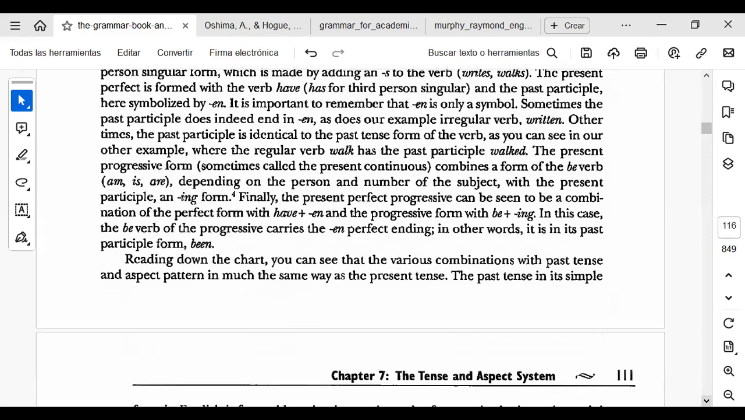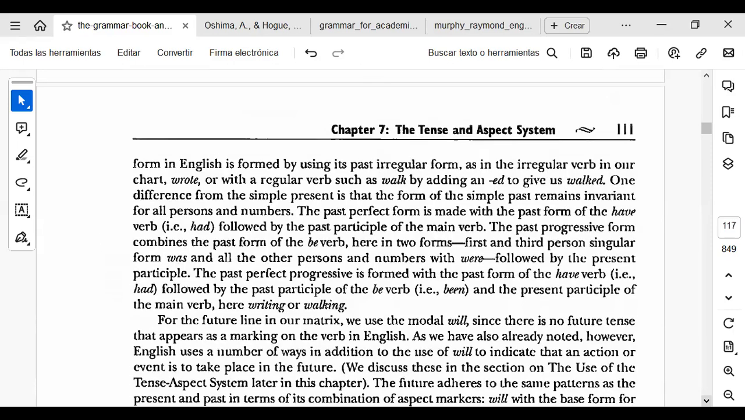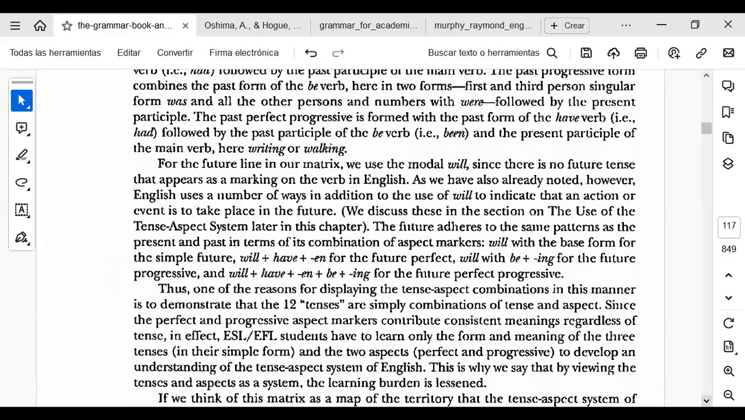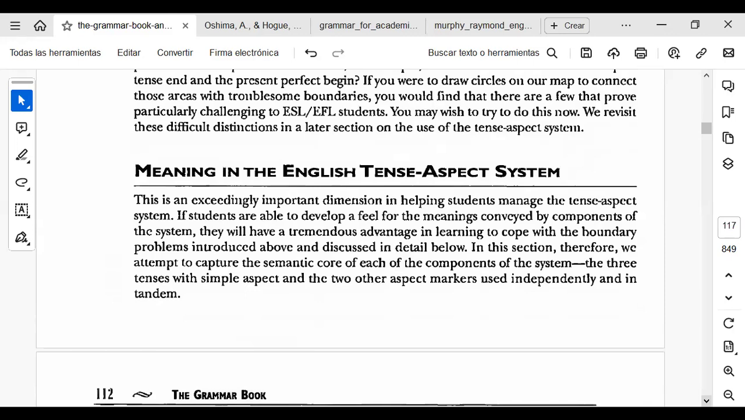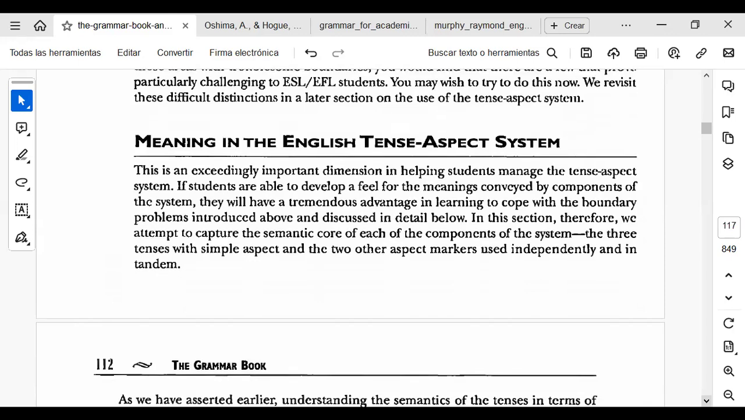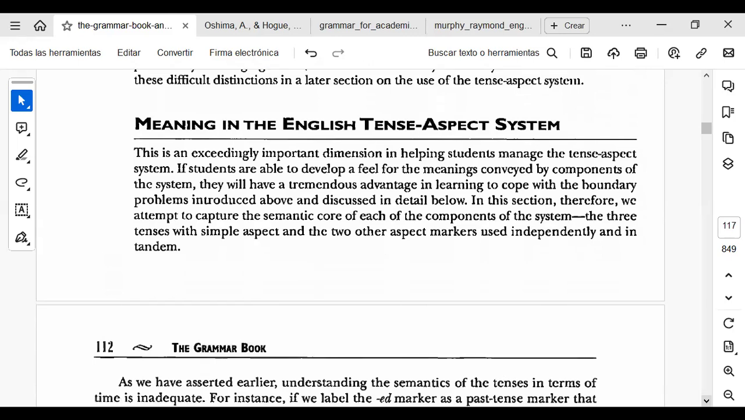But the problem with this is that sometimes we have some verbs with ed in past tense, but they don't mean exactly the past. As a teacher, this is a special book made for teachers. This is an exceedingly important dimension in helping a student manage the tense aspect system.